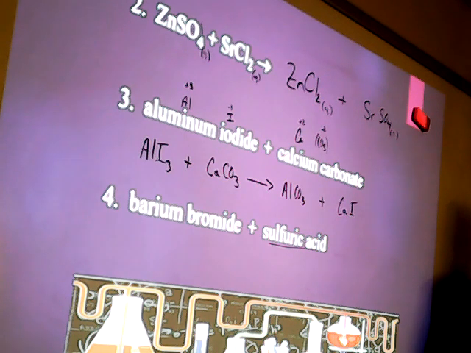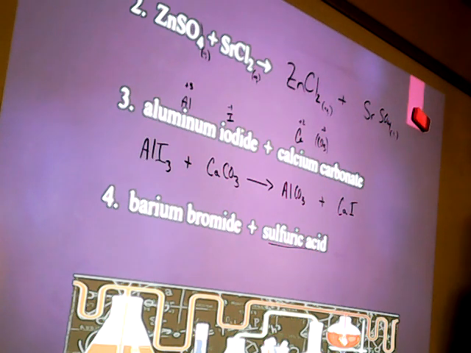The numbers and balances. What do I need to do? Balance it. Make sure the elements work, check the subscripts. I need to check the oxidation numbers. I need to do my ionic rules, right?